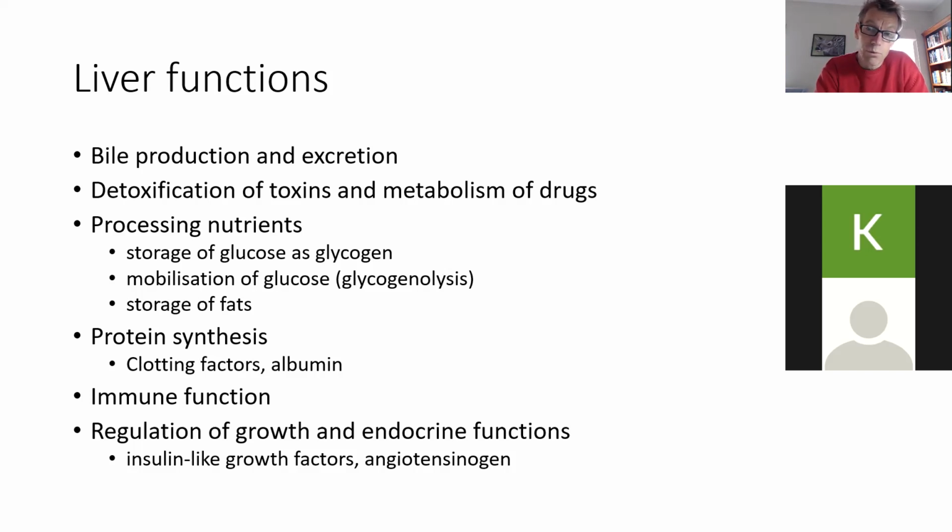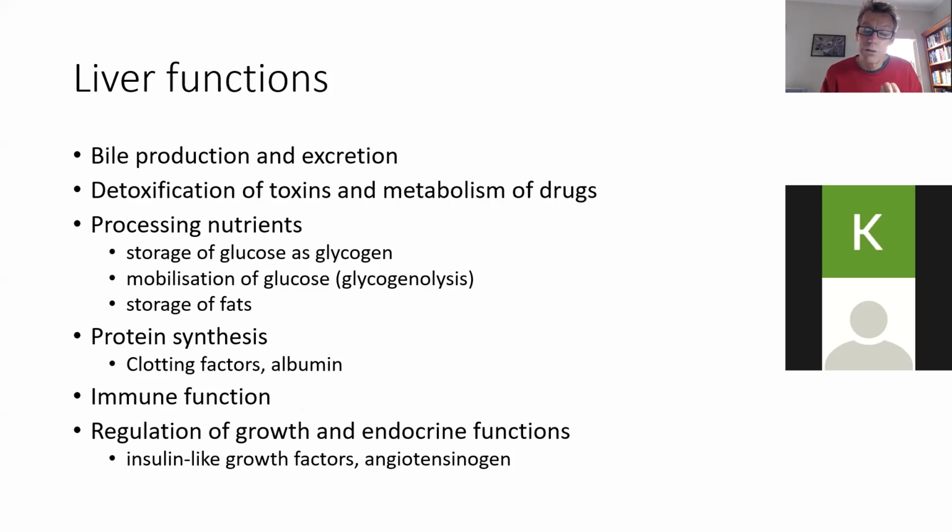As I mentioned, the liver has an important immune function, particularly with antigens and bacteria and other things that come from the gastrointestinal tract. And the liver also has an endocrine role and produces hormones called insulin-like growth factors. And we've talked about angiotensinogen, which is converted to angiotensin 1 and then angiotensin 2, and that is involved in vasoconstriction within the body. Don't worry too much about that, but just know that the liver has an important role in endocrine function and in growth.